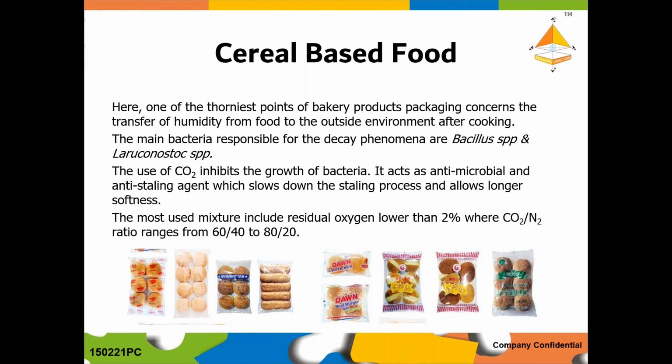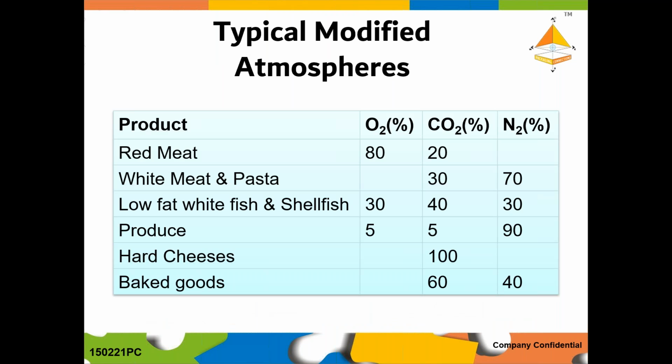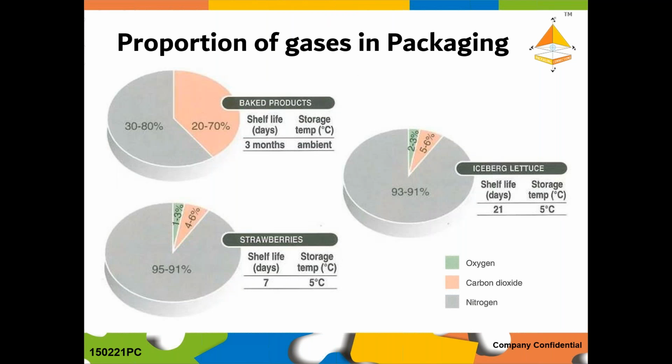Cereal based food. So you could see here the use of CO2 inhibits the growth of bacteria. It acts as an antimicrobial and anti-staling agent, which slows down the staling process and allows longer softness. Typical modified atmospheres in general. Some more proportions of gases in packaging.